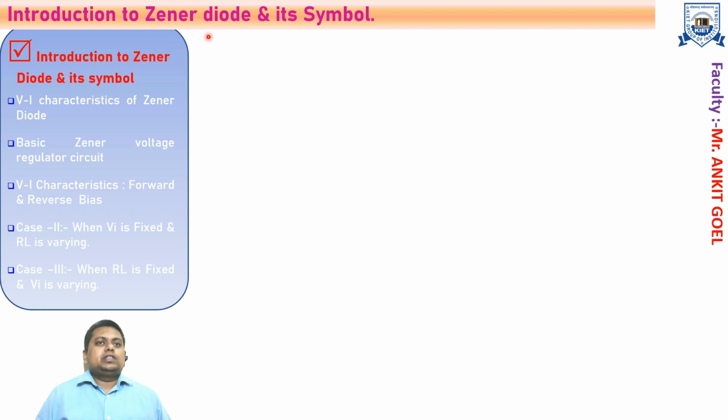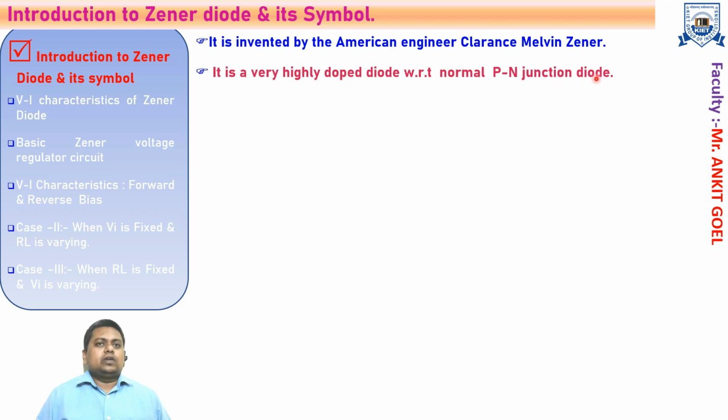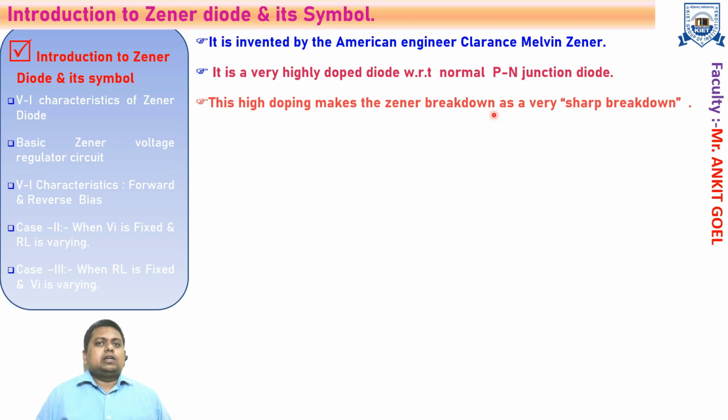So let's start with the basics of Zener diode and its symbol. Zener diode was invented by the American engineer Clarence Melvin Zener. It is a very highly reverse biased diode in comparison to the conventional PN junction diode. This high doping in the Zener diode makes the Zener breakdown a very sharp breakdown, causing the current to rise suddenly in the breakdown region.